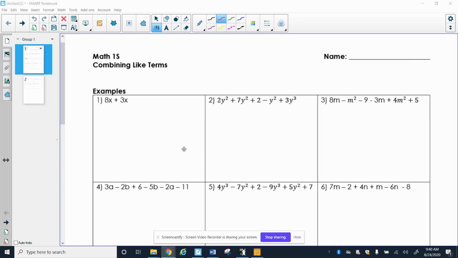Hi guys, today we're going to be reviewing combining like terms. So basically for today, we're going to give you different expressions with lots of different terms in there. And our goal is going to be to simplify those expressions down to as few terms as we can by putting together the like terms. Okay. So we have some examples at the top.